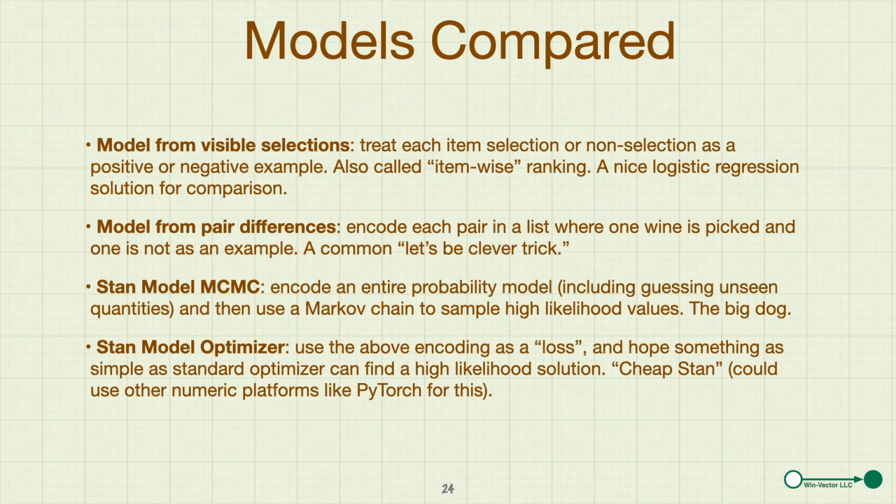So what are these models? The model from visible selections is the common trick of taking every wine in a group as a simple yes-no problem. Forget that it's a multinomial selection, treat it as a binary selection, run logistic regression and walk briskly away. The model from pair differences is a common improvement where, instead of modeling each wine as a rejection, you model each pair of wines where one was picked and one was not as a preference. The Stan MCMC is the one we're talking about here, and the Stan optimizer is a sped up version, which I do not recommend, but it's closer to what a PyTorch style implementation would do, where you're running an optimizer instead of a Markov chain sampler.